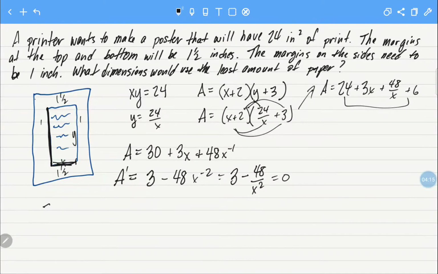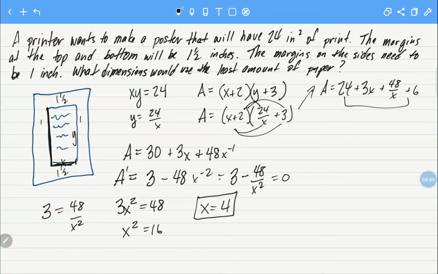My algebra takes me over to here. 48 over x squared. Favorite thing every high school mathematician wants to do is cross multiply. So I get 3x squared equals 48. Divide by 3, I get this. So I get x equals positive or negative 4, but we're talking about a dimension of a piece of paper, so that negative 4 makes no sense. So we're going to go with x equals 4.